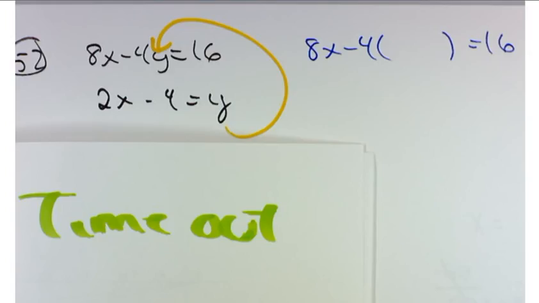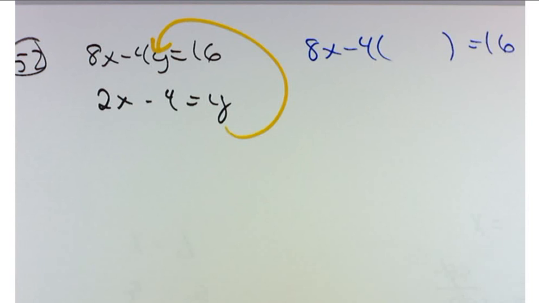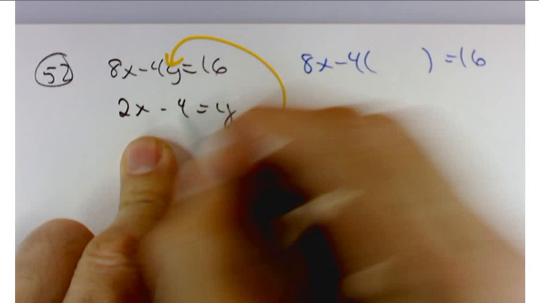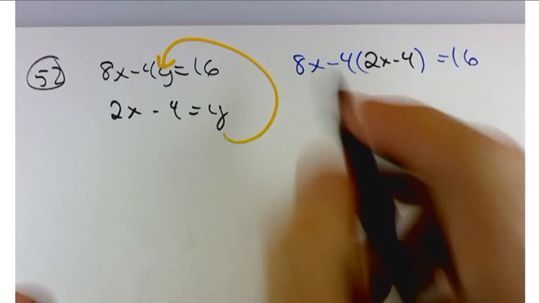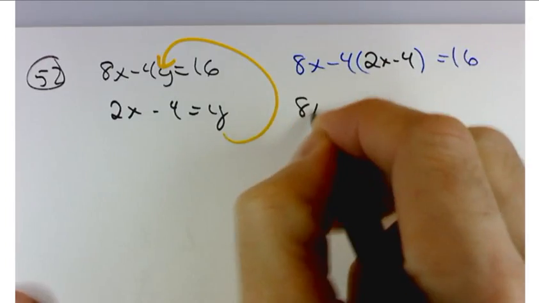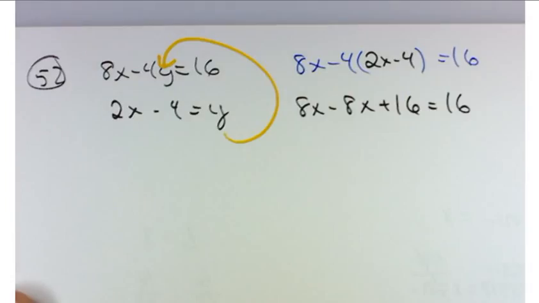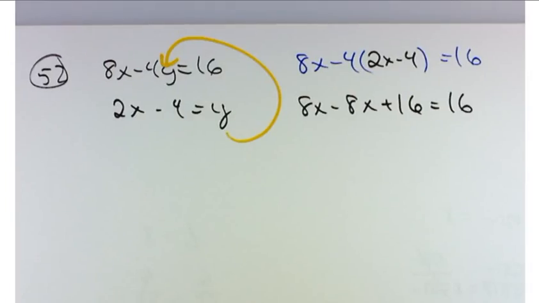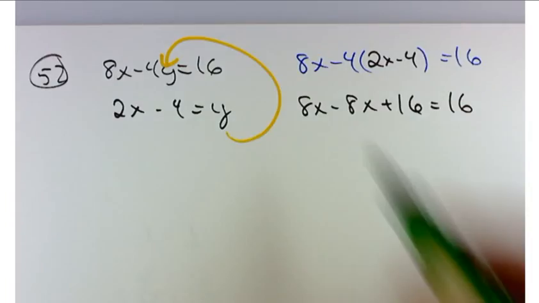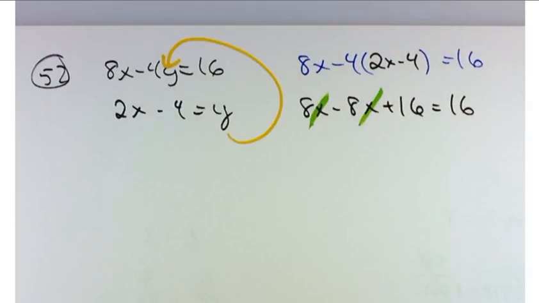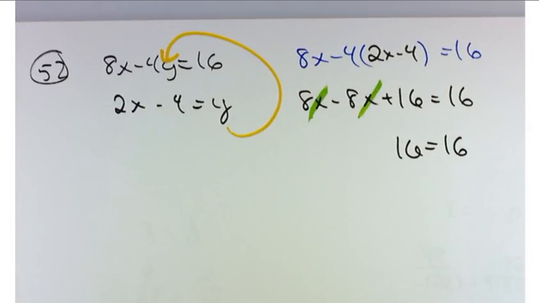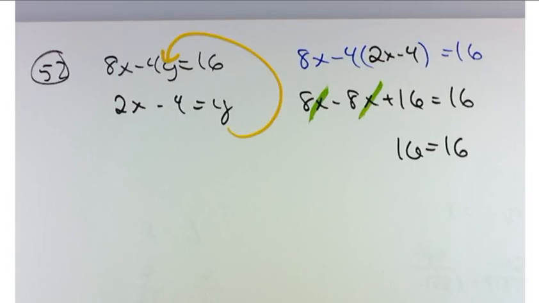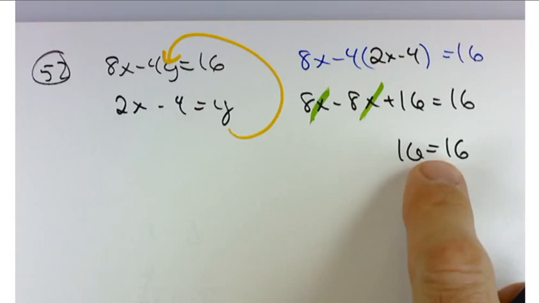You don't get an x. Well, let's take a look at this one then. So if I substitute in here, it would be 2x minus 4. And I'll distribute the negative 4, so 8x minus 8x plus 16 equals 16. And I hope that you notice that the left-hand side has some cancellation, right? Those disappear. So we're left with 16 equals 16. There's no x, you're right. x is gone. But is this true? Does 16 equal 16? Yeah.